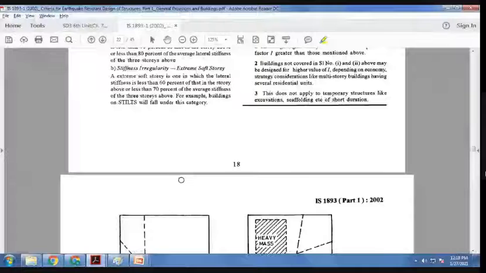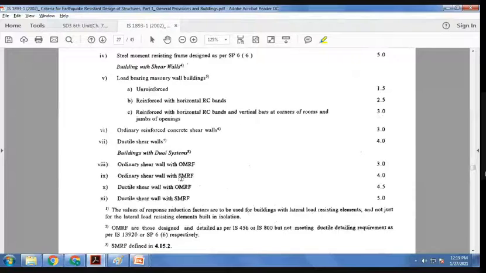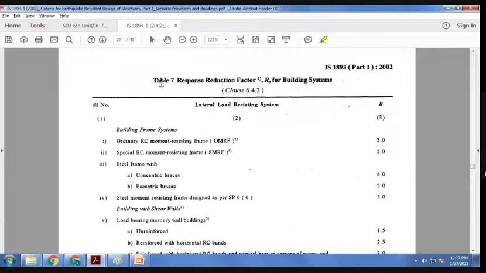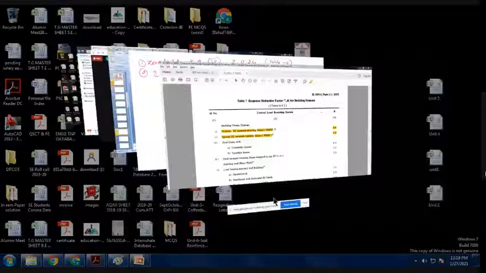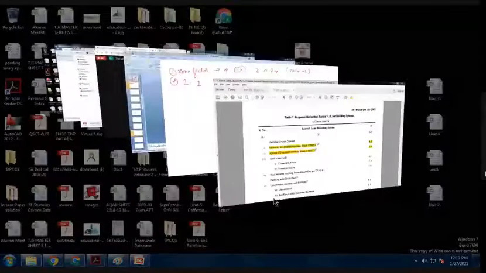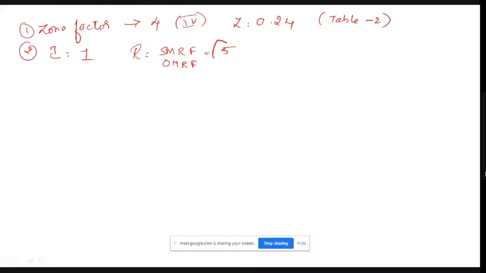So here the value of R will be taken from table number 7. If you are taking OMRF, you can take it as 3. Here I am assuming it is SMRF, so the value of R will be 5. Now I have taken R equals to 5. Then we have to calculate the T.